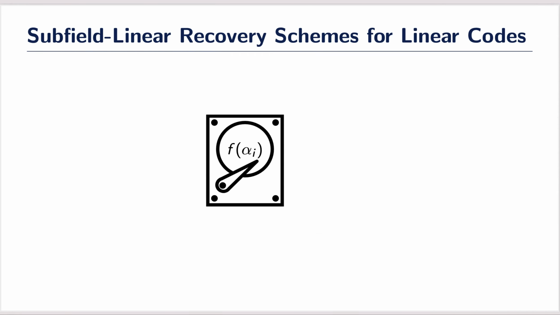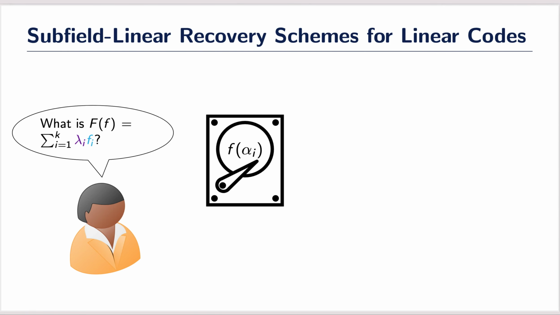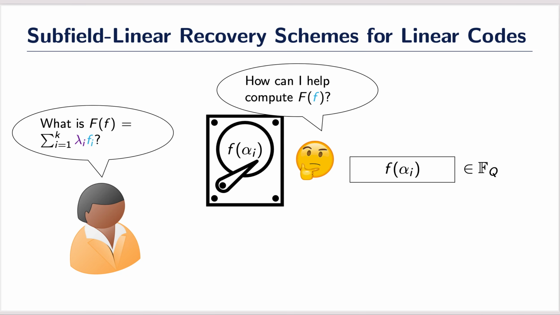So for our construction, just to review, the user comes along and has some linear function they want to compute, and let's say this is some node i, and they have the code word symbol f(alpha_i). Well, they're just going to choose to view that, assuming that the symbol is in some big extension field, F_q^t, as this t-dimensional vector with entries in F_q.